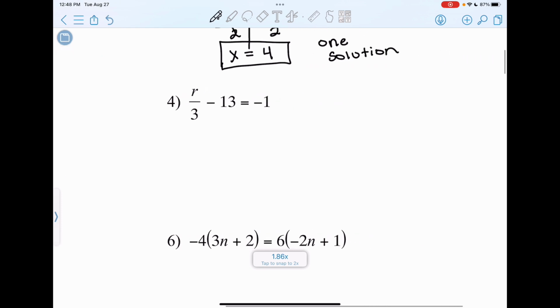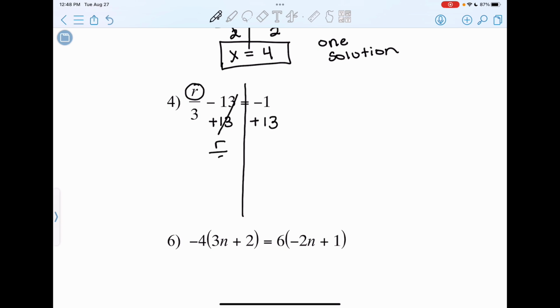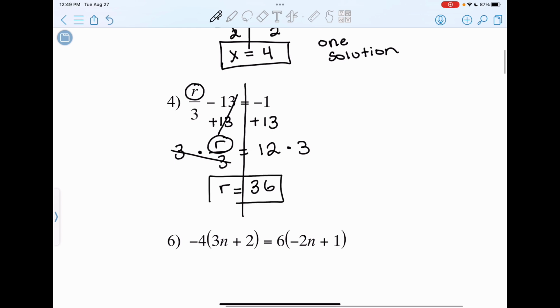Moving on to number 4, I am trying to get r by itself. So I start with what's not attached to r, which is that negative 13. The opposite of subtracting 13 is adding 13. So if I add 13 to both sides, I get r over 3 is equal to 12. Make sure that you do negative 1 plus 13. And in order to get r by itself, I need to get rid of that dividing by 3. The opposite of dividing by 3 is multiplying by 3. And so I multiply by 3 to both sides, and I get 36. This, once again, is only one solution.